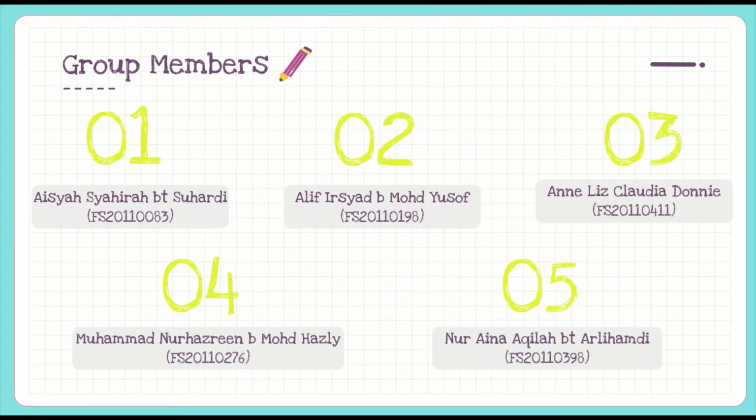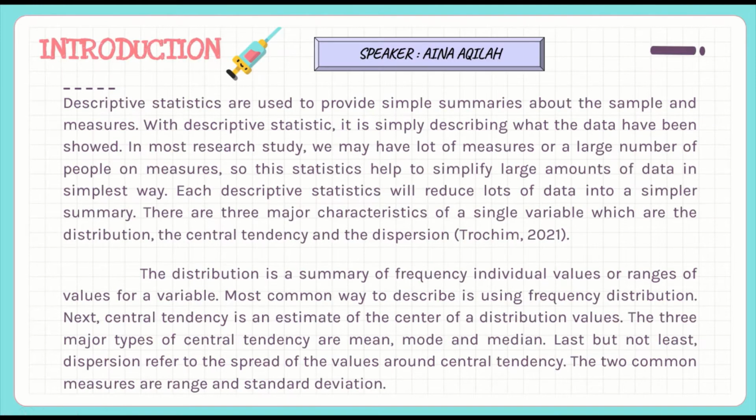I will start with the introduction for this problem-based learning. Descriptive statistics are used to provide simple summaries about the sample and measures. With descriptive statistics, it is simply describing what the data have been shown. In most research studies, we may have a lot of measures or a large number of people on measures. So, these statistics help to simplify large amounts of data in the simplest way. Each descriptive statistic will reduce lots of data into a simpler summary.